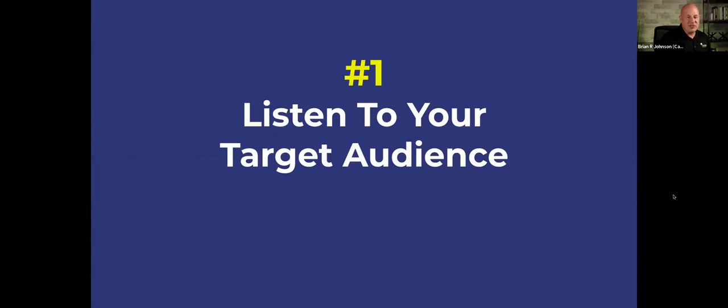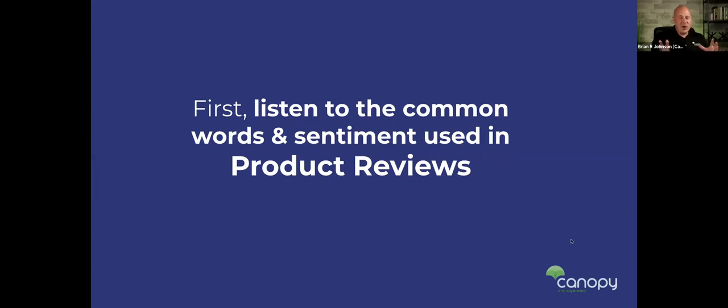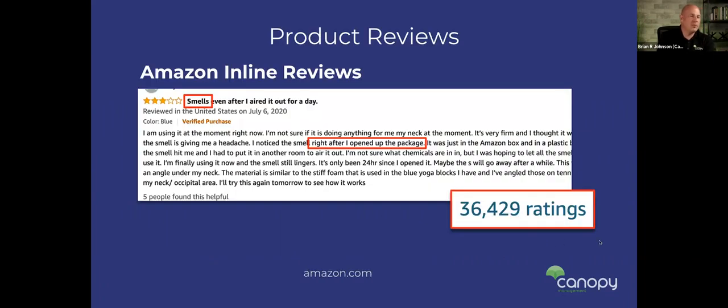All right, so the first thing, we're going to talk about three main strategies here, main tactics, okay? So the first one's going to be listening to your target audience, okay? What does that mean? So we first want to listen to the common words and the sentiment, in other words, positive, negative, positive, critical, depending on where you're looking, used in, first of all, on Amazon in your own product reviews, as well as your competitors' product reviews. Okay, so there are things, there's certain terminology that comes up if you're looking at your reviews on Amazon.